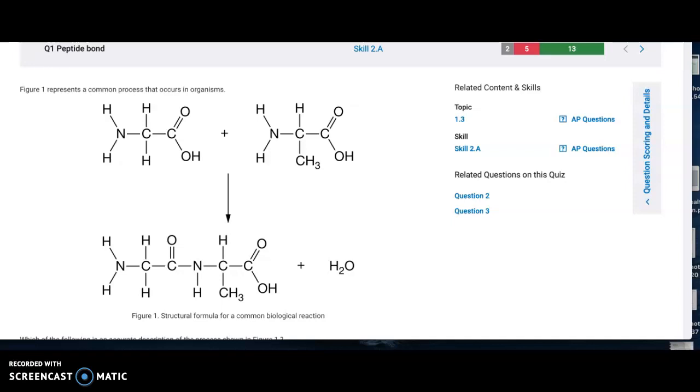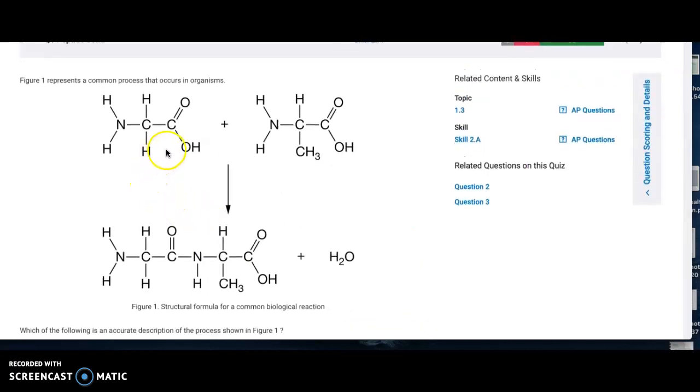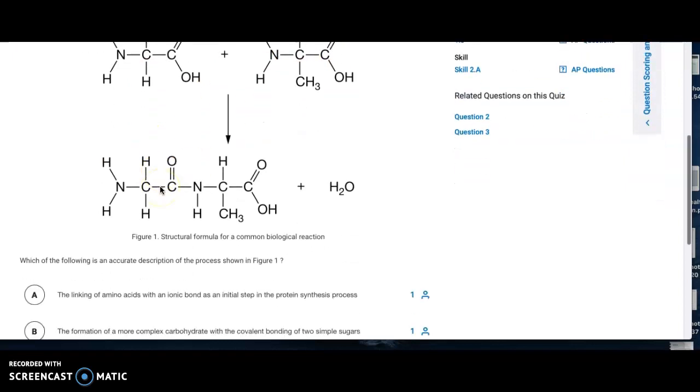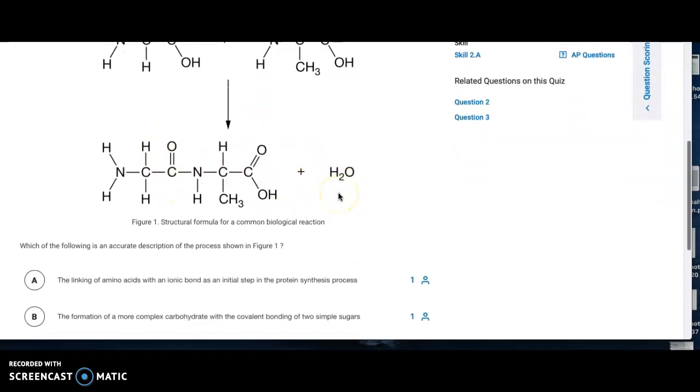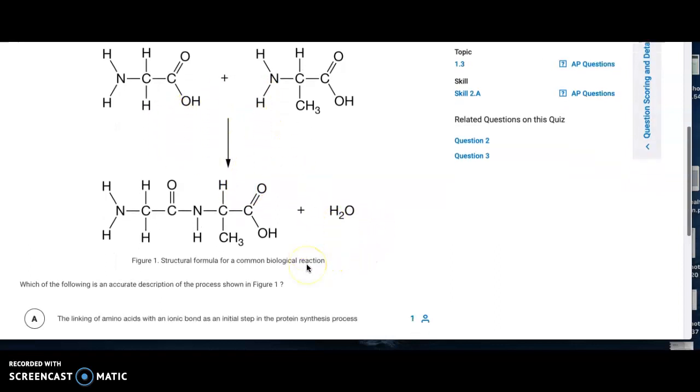All right, everybody. So this is going to be a quick review of quiz 1.3. Our first question here, we see two amino acids and they get bonded together and water is removed. You should be able to recognize this diagram. You should be able to identify amino acids by their structure, as well as what a dehydration synthesis is whenever two monomers are combined and water is removed.